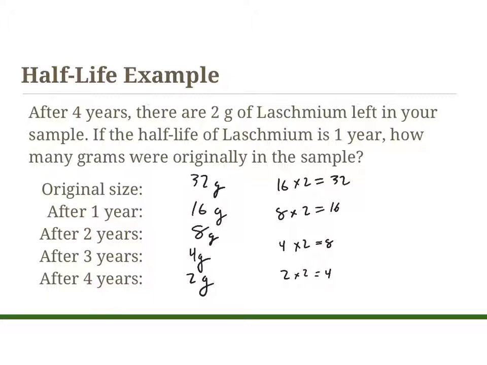Grams of lashmium. So how many half-lives had occurred? Well, it appears that we had 1 half-life, 2 half-lives, 3 half-lives, 4 half-lives. So there were 4 half-lives that had occurred to get to 2 grams. And we were able to work backwards by multiplying to determine what the original size was.